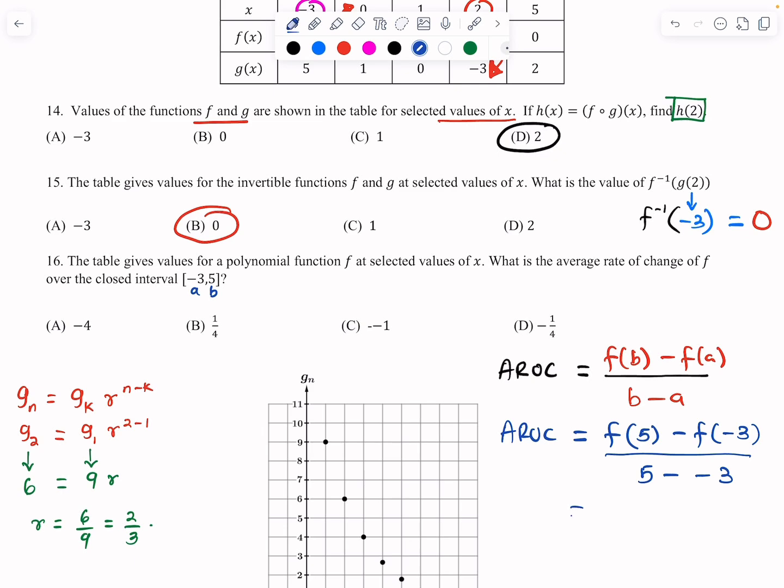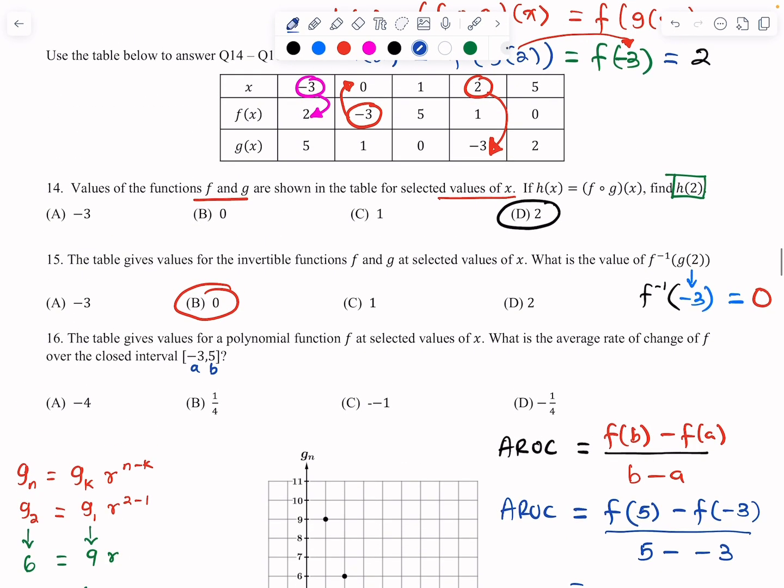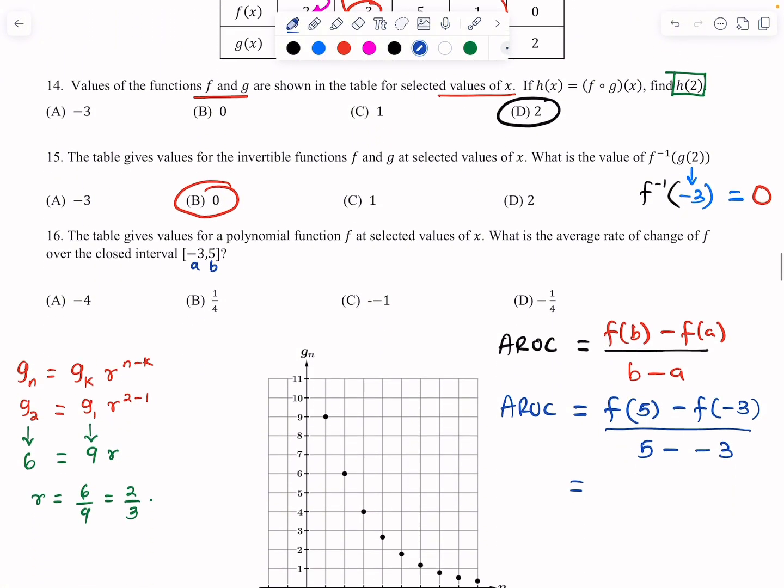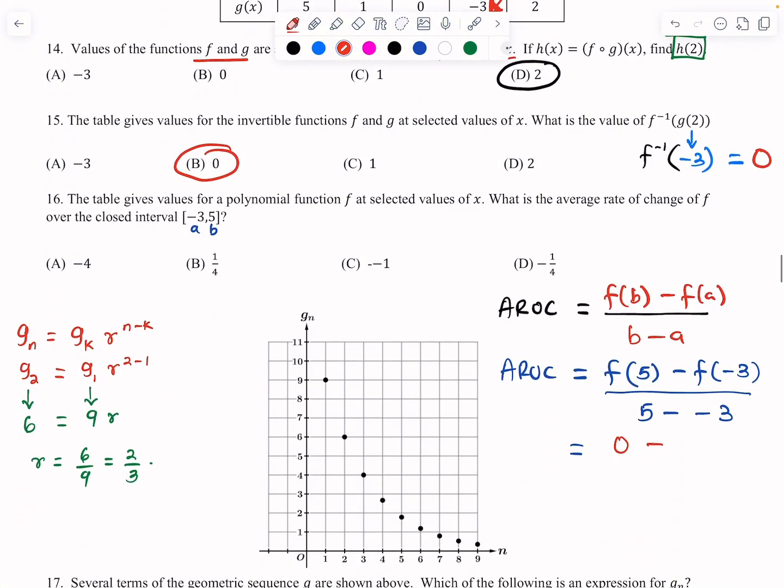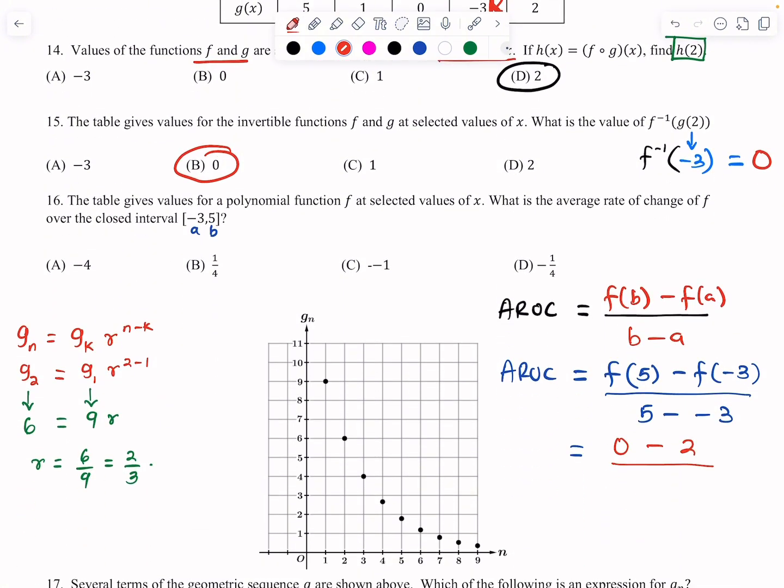And then if you go back to the table, let's go back to the table. F of 5 in this case is 0, and then f of negative 3 is 2. So if I substitute everything that I know from that table, my f of 5 is 0 minus, and then f of negative 3 is 2. So that one is going to give me 2 divided by 5 plus 3. And then if you simplify all of this, you notice you are going to get negative 2 divided by 8. And then we simplify this to the lowest term, we're going to get negative 1 over 4. And that option would be option D.